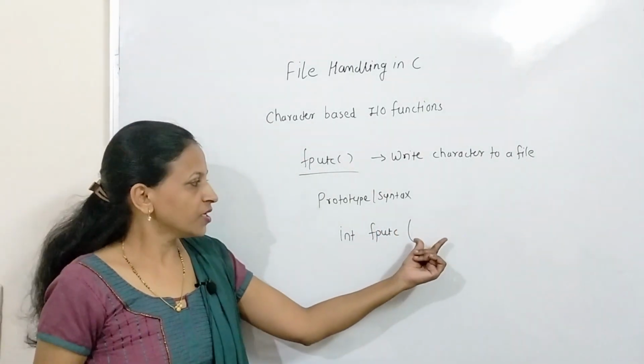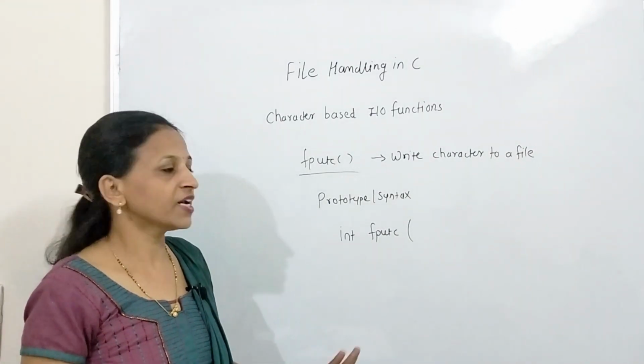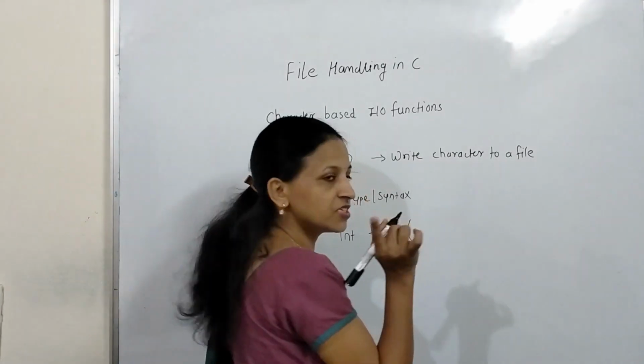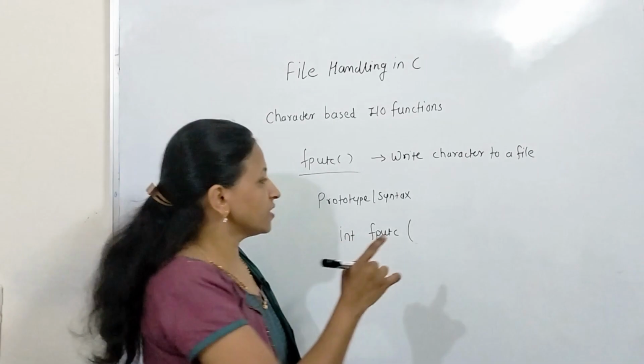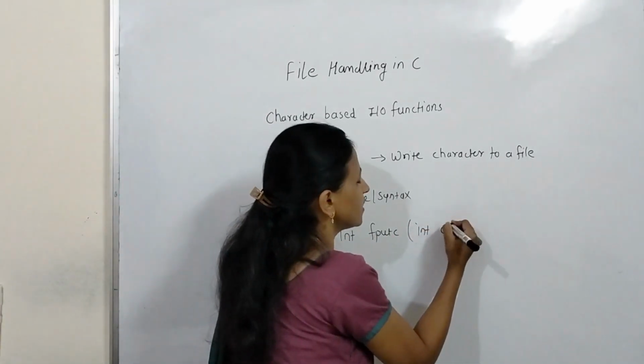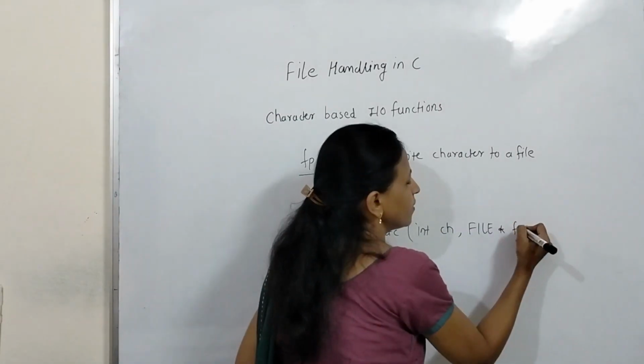Now here there are two arguments. The fgetc function takes only one argument, while fputc takes two. The first argument is whatever character you want to write, but its data type is integer. And the second is the file pointer, of course, here fp.